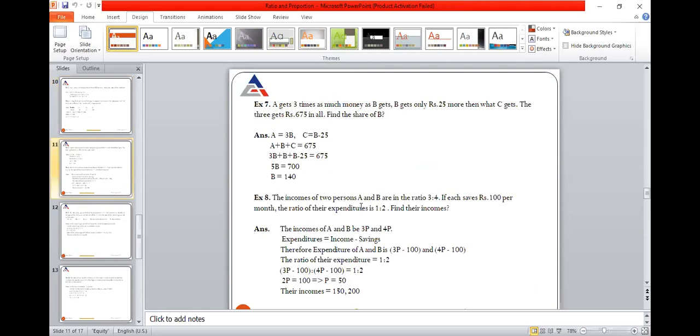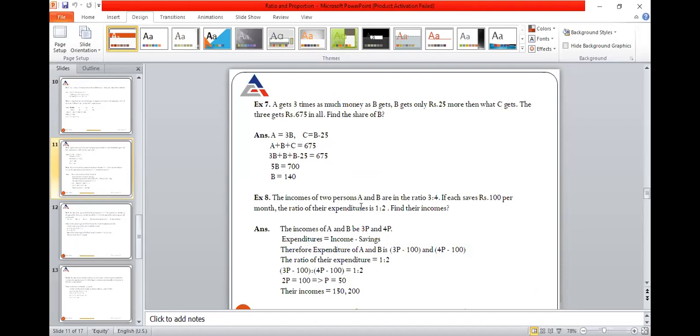Next is: A gets 3 times as much money as B gets. B gets only rupees 25 more than what C gets. You are getting the point? A gets 3 times as much money as B gets, and B gets only rupees 25 more than what C gets. The three get rupees 675 in all. Find the share of B. Okay? We have to find the share of B.